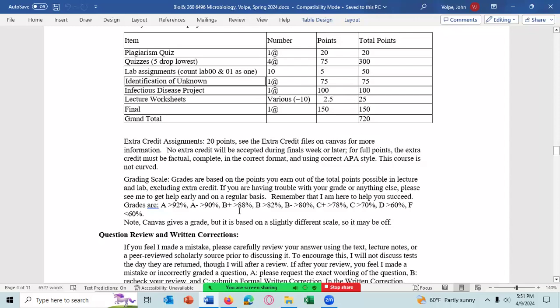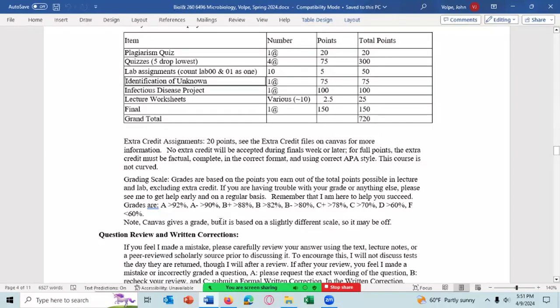Your grading scale, if you get higher than 92%, you'll get an A. Higher than 90%, you'll get an A minus. Higher than 88%, a B plus. Higher than 82%, a B. Higher than 80%, a B minus. A C plus is higher than 78%. A C higher than 70%. There is no C minus given in this class. There is no D plus or D minus. A D is over 60%, and then under 60% will be an F.